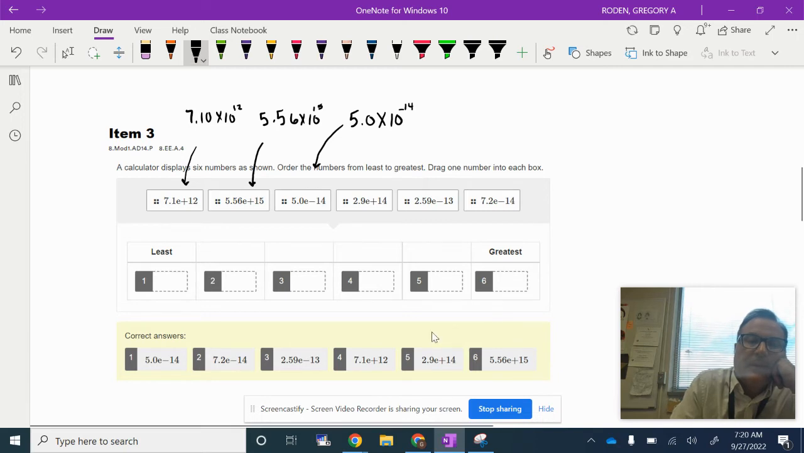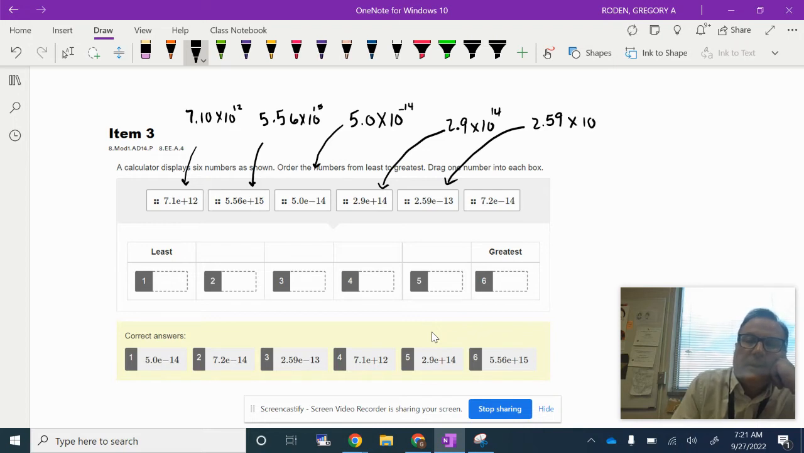Okay. And this one right here is 2.9 times 10 to the +14th. And then this one right here is 2.59 times 10 to the -13th. And then this guy right here is 7.2 times 10 to the -14th.